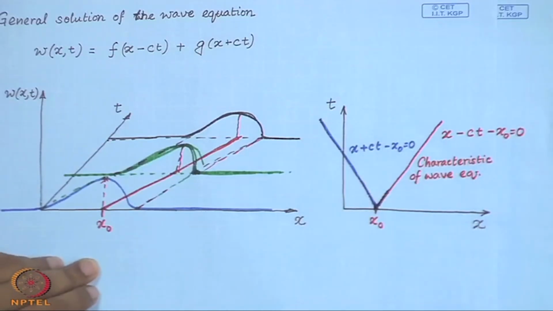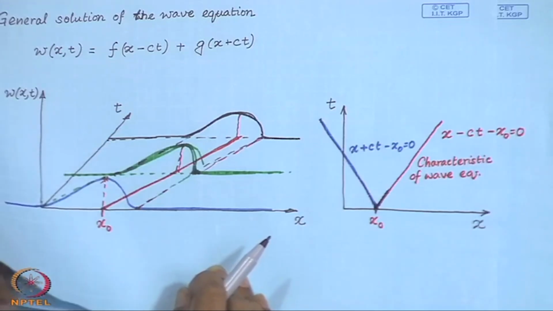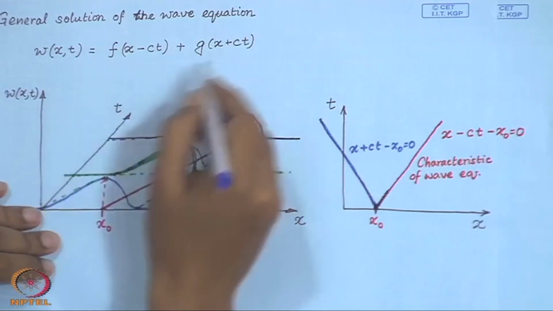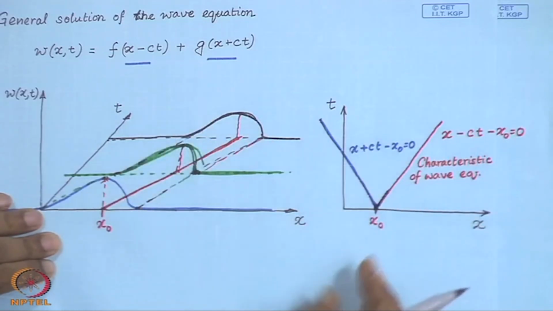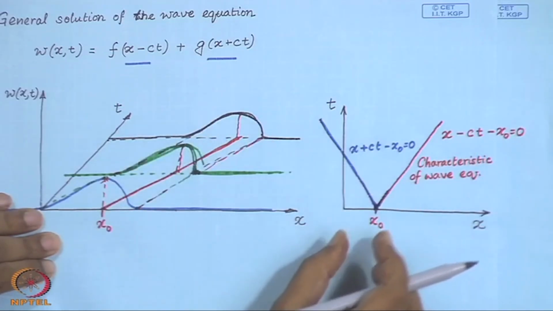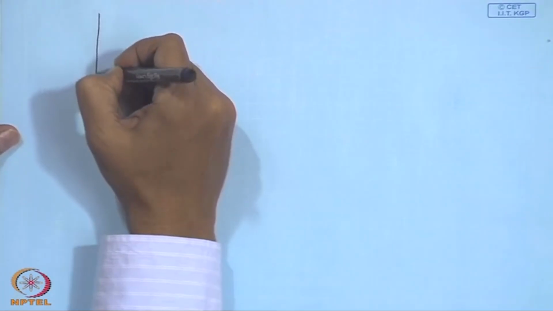So, this is another characteristic of the wave equation. When we have both these two components in the solution, we have a positive travelling wave and a negative travelling wave, and the net solution is the superposition of these two solutions.